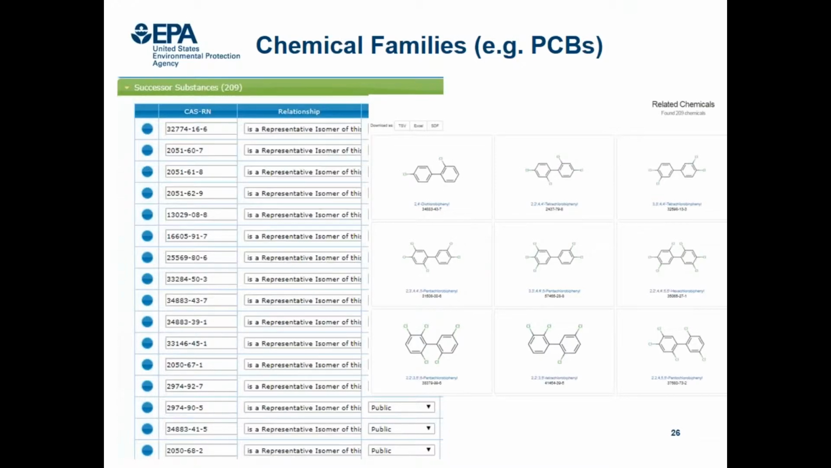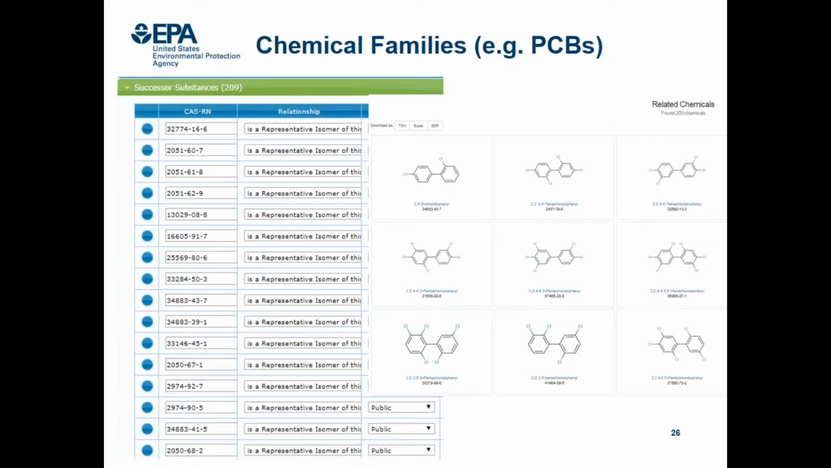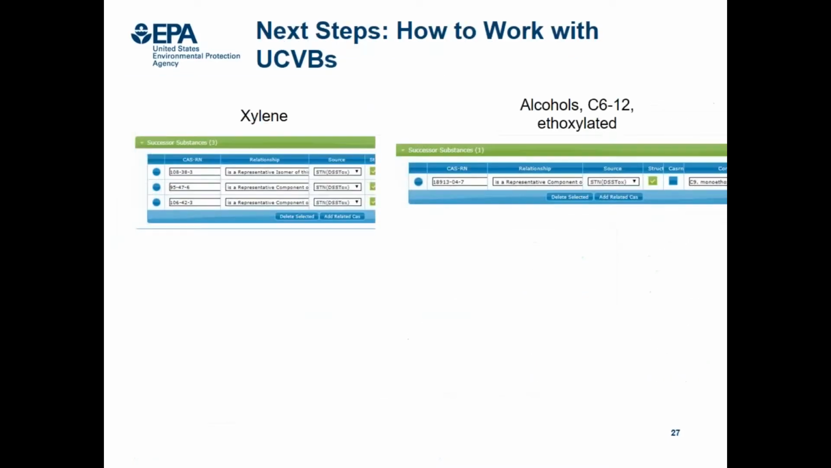We also are trying to go to the next step. So right now, all of these relationships where we map substances to different family members, for example, in the case of xylene, we have the CAS numbers for O, M, and P xylene. Here we have simply an example of a C6 to C12 ethoxylated chemical.